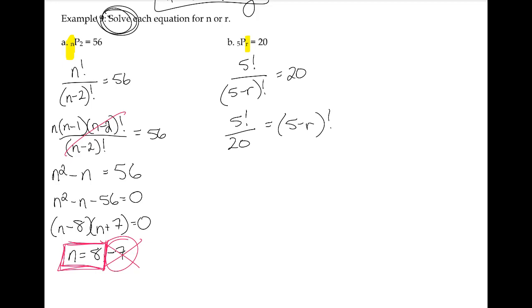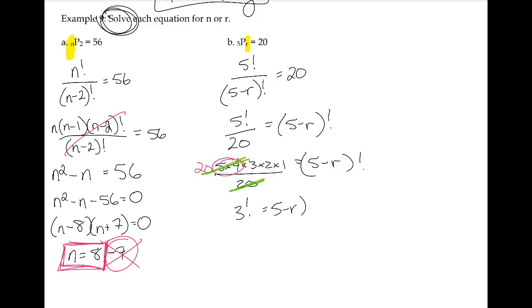So I know that 5 times 4 is 20, so that's what it would knock out if I were to write this out. This all equals 20. So I would cancel that with my 20 equals 5 minus r factorial. Once I've done that, that leaves me with 3 factorial on this side, which means 5 minus r has to equal 3, because I can ignore my factorial signs because they don't actually change the math that I'm doing. So 3 equals 5 minus r, and so r, if I move it around, would be 2.